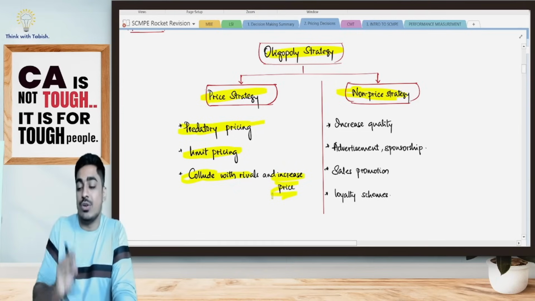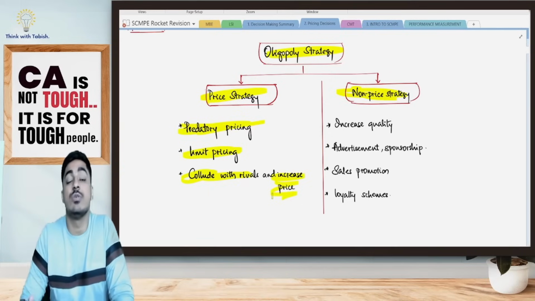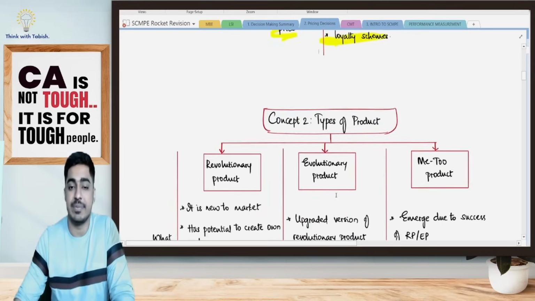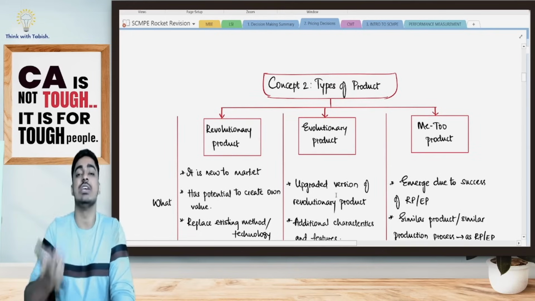Finally, you've decided, okay, only Jio and Airtel are there. Now, you both go together, increase the prices together, because customers have no other option. Now, non-price strategy, you can either try to increase the quality, go for advertisement, sponsorship, sales promotion, loyalty schemes, all of these can be done. This was my first concept. We've understood the type of market in which the company is operating.